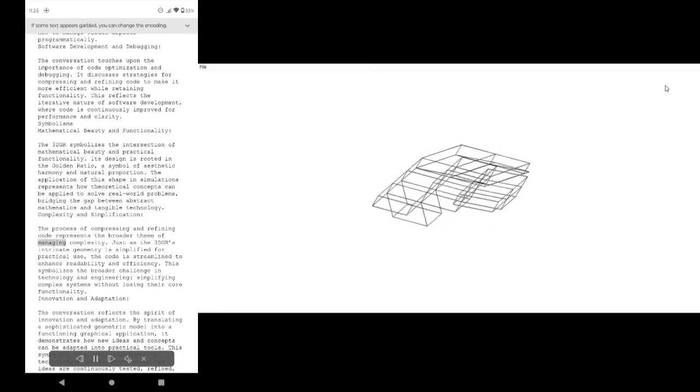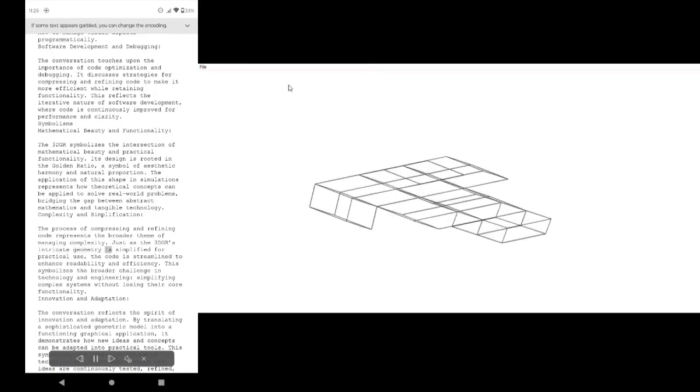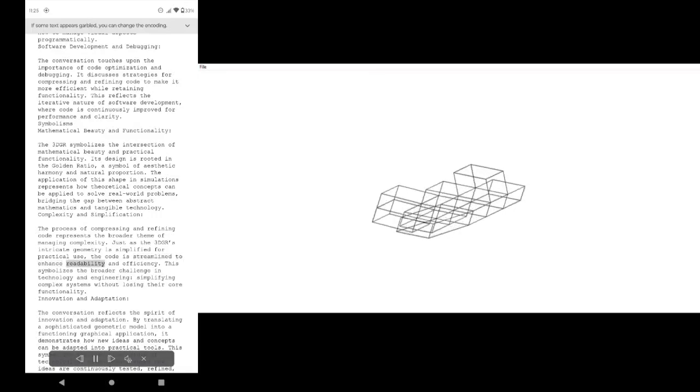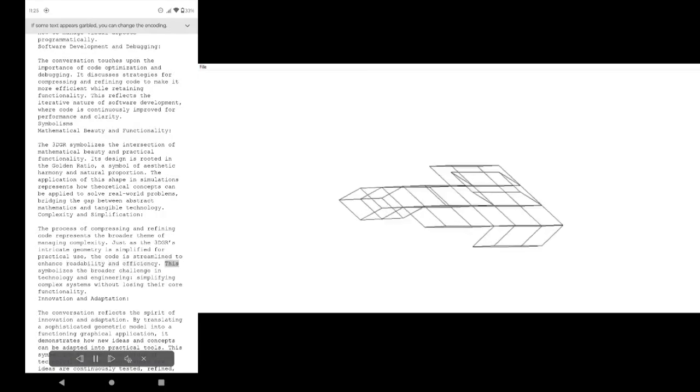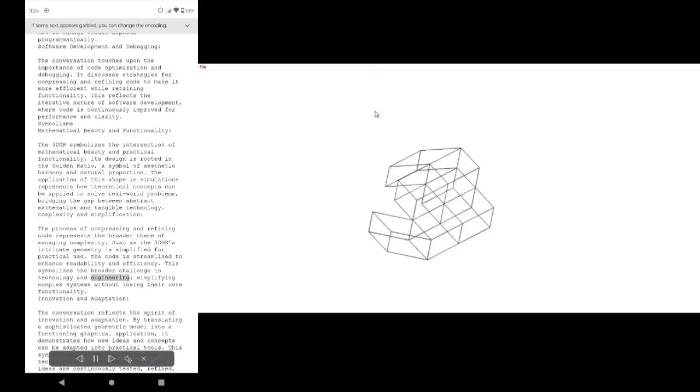Complexity and simplification. The process of compressing and refining code represents the broader theme of managing complexity. Just as the 3D jar's intricate geometry is simplified for practical use, the code is streamlined to enhance readability and efficiency. This symbolizes the broader challenge in technology and engineering: simplifying complex systems without losing their core functionality.